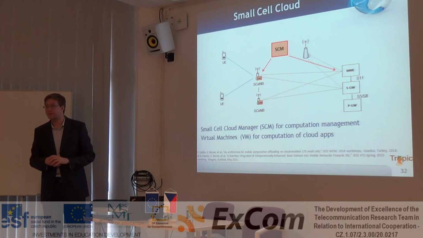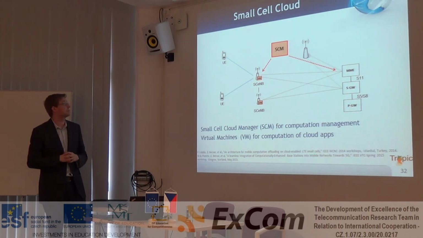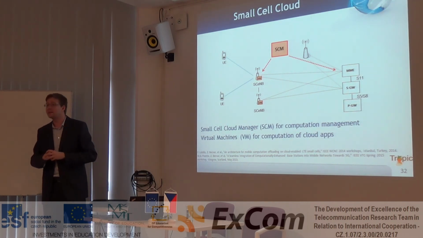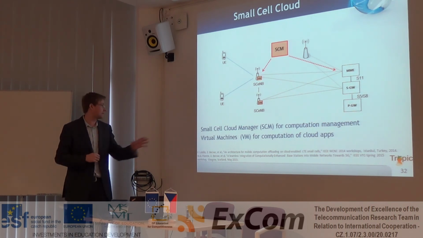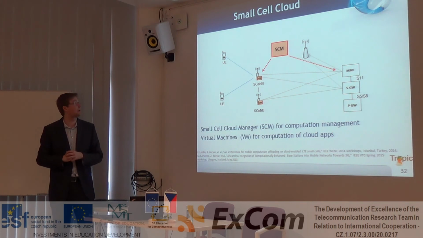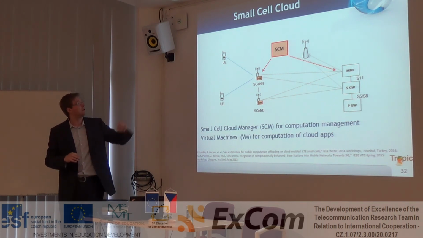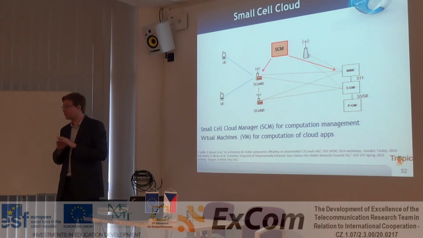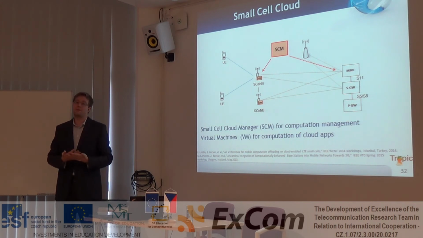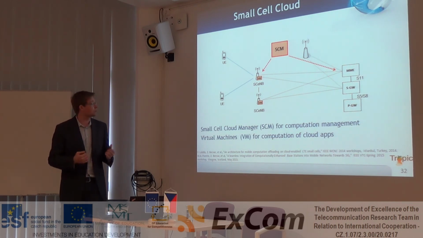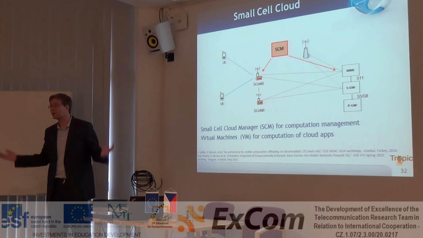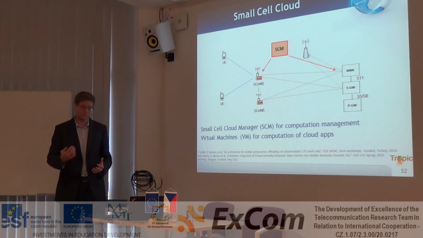Of course, this concept requires some changes in architecture. We need to introduce an entity which is in charge of network control in terms of computation. This is now called the small cell cloud manager, so this block is in charge of computation. And if you need to compute at the base station, you need to equip the base station with some additional CPU, some processor, which can be used by users. Of course, this computing power can be virtualized over base stations and provided to the users.